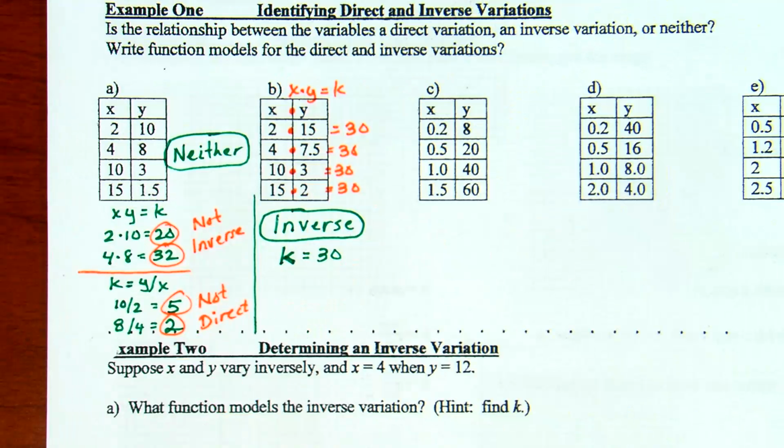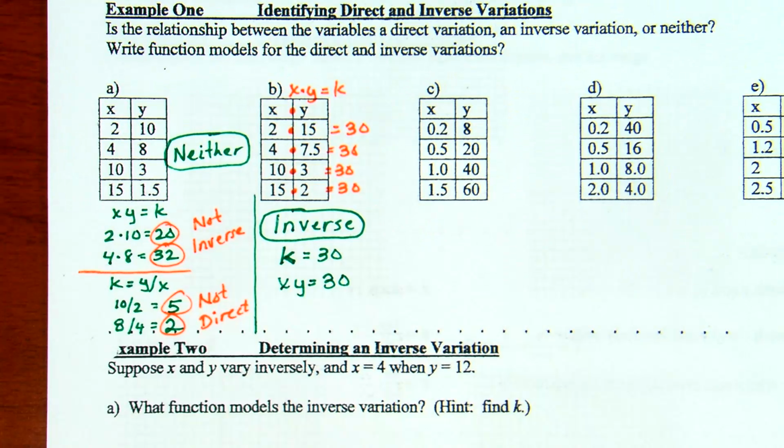Thoughts on what you could give me as an equation? If k is 30, go ahead, Carter. Do you want specific numbers or x and y? We're using x and y when we write the final equation. So xy equals 30.